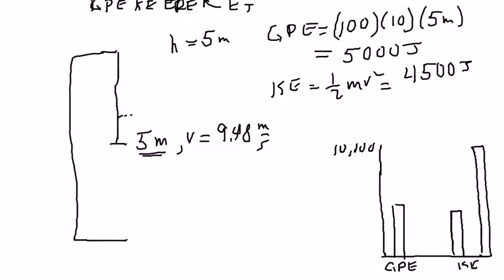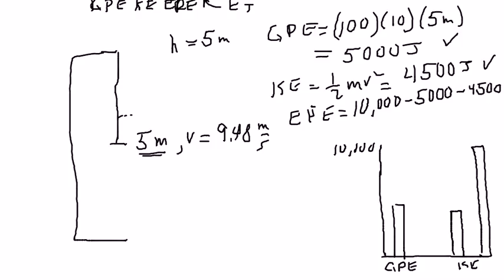Okay, so if I look here, the gravitational potential energy is 5,000. The kinetic energy is 4,500, which says that the elastic potential energy is going to be equal to the total energy, 10,000 minus 5,000 minus 4,500, and that ends up being 500 joules. So I'll put that in right here, and this is the elastic potential energy.